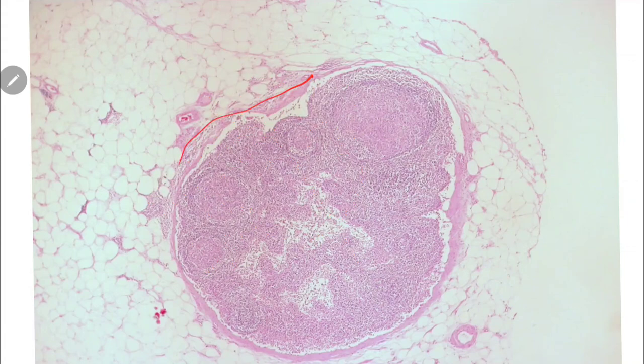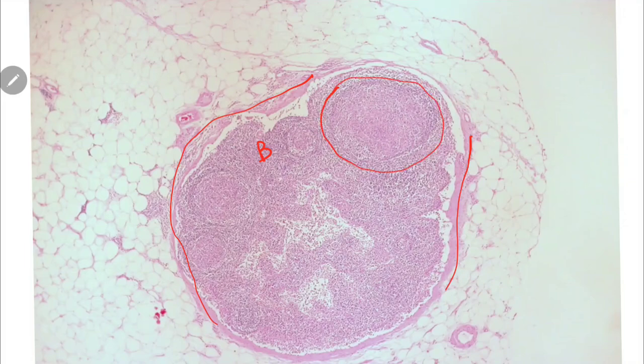Now, this is the capsule, right? That was covering it. And the inside of the lymph node can be divided into three regions. The outermost is going to be your cortex. The inner one will be your paracortex, and the innermost layer will be your medulla. Now, the cortex consists primarily of B cells, and you can see these aggregations. These are known as follicles.